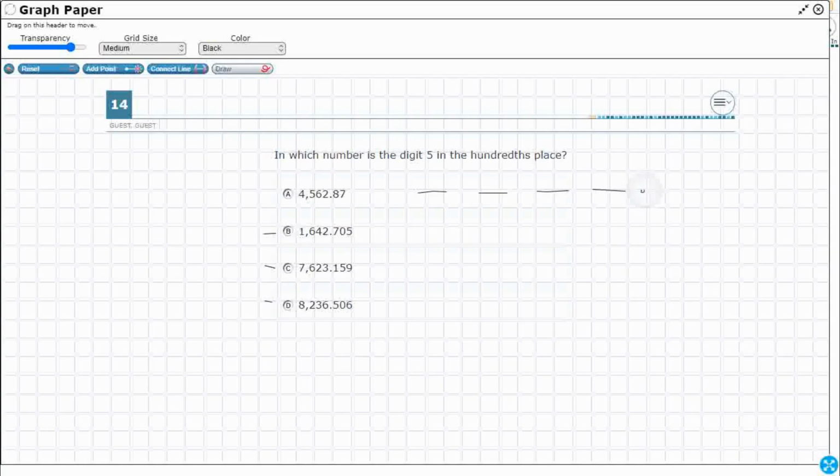1, 2, 3, 4. And then 1, 2, 3. All right, so how do we start on a place value chart? Well, start with finding the ones place. And the ones place is always directly to the left of the decimal. Unless there's no decimal, then it's the farthest to the right.